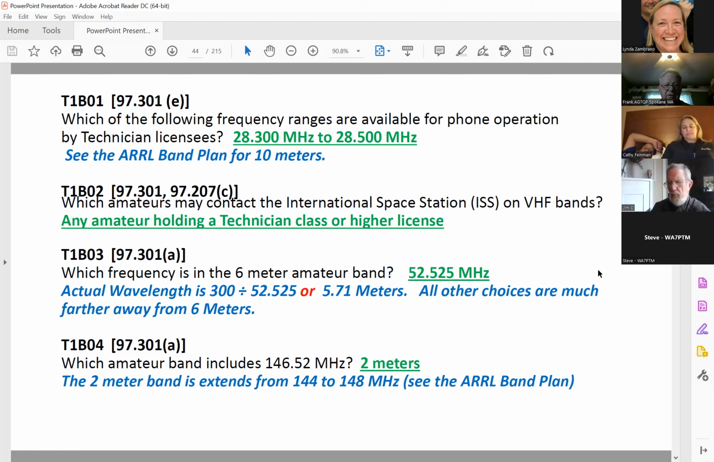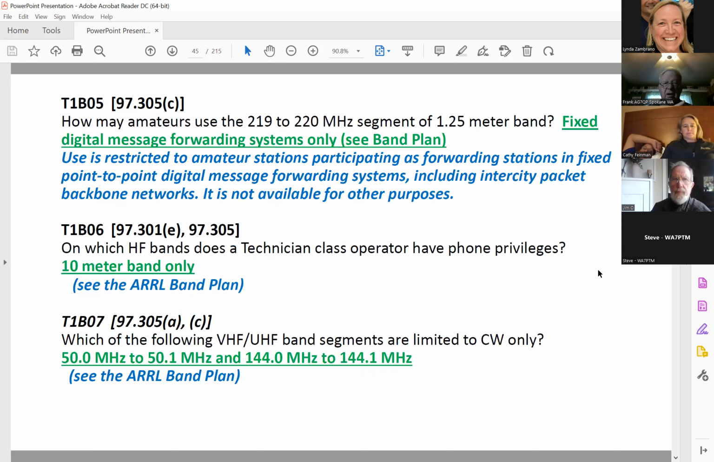Which amateur band includes 146.52? Again, 146.52 divided into 300 comes up with about 2. Or you can just memorize the ARRL band plan. How many amateurs use the 219 to 220 megahertz segment of the 1.25 band? And that's for fixed digital message forwarding systems only. Again, that goes back to the band plan. Is there a reason for that? Who knows?